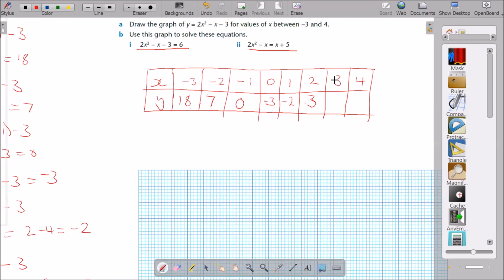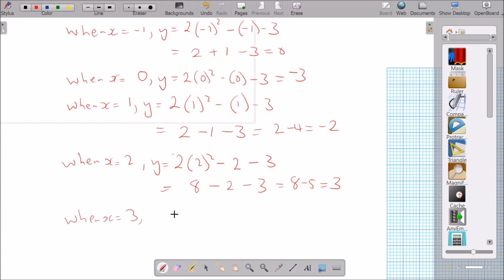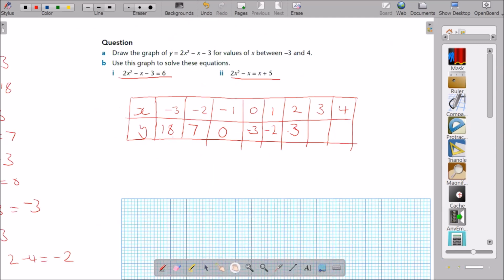Now when x is equal to 3, y is equal to 2 times 3 squared minus 3 minus 3, which is equal to 3 squared is 9. 9 times 2 is 18. Minus 3 minus 3 is minus 6. So we have 18 minus 6, which is 12. Here we have 12.